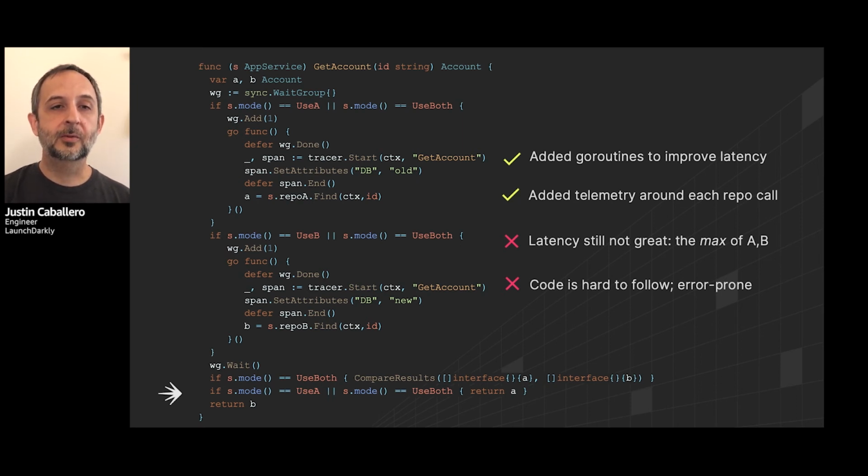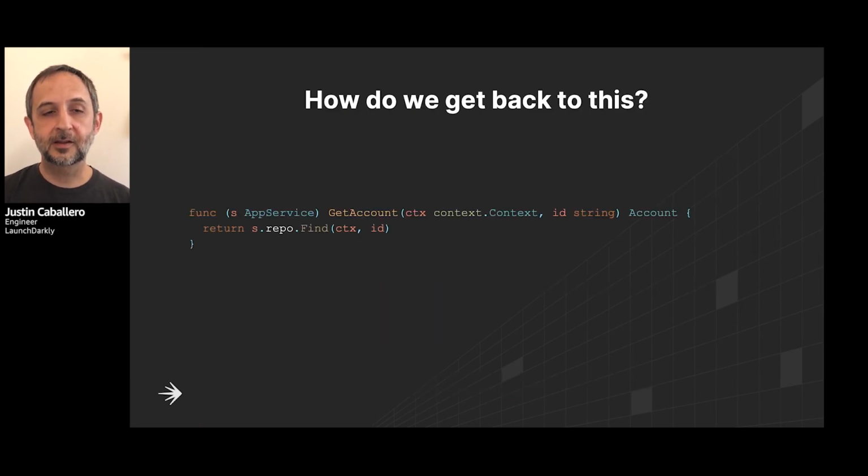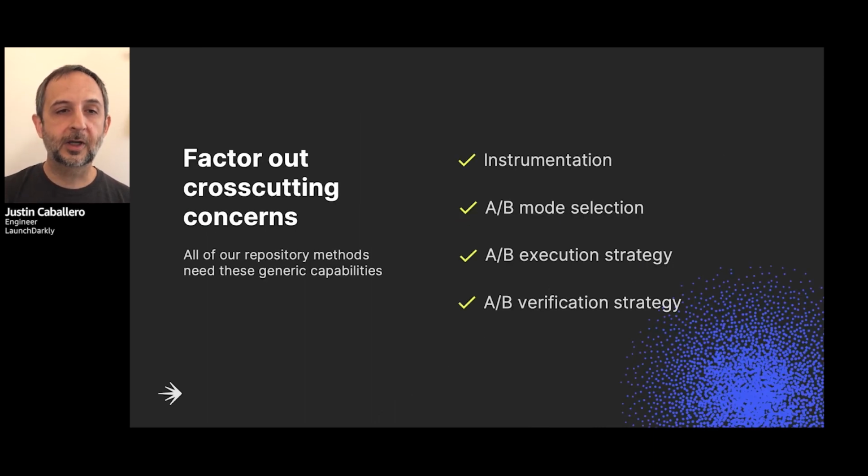So what we'd like to do is think about how can we get back to this in our application code where it's just a simple call to a find method, and somehow make that talk to both databases. So we can do that by factoring out the cross-cutting concerns like the instrumentation, the feature flagging to select the mode, how the 2 database calls are executed relative to each other, how the concurrency works, and how we're going to verify the results and save the verification or the comparison somewhere so we can look at it later.